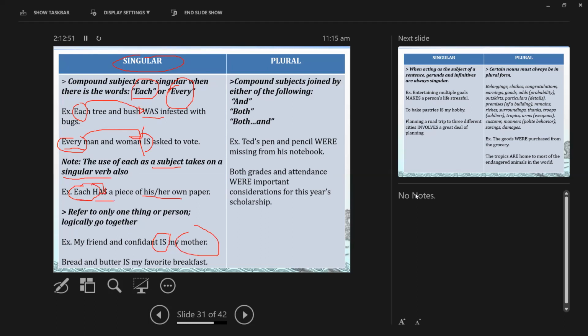My lover and my best friend is Tom. Pero walang Tom. Inimbento ko lang yun. Okay? Huwag kayong issue dyan. Okay, gets you? My lover and my best friend is Tom. Or is my boyfriend, for example. Bread and butter is my favorite breakfast. So we're pertaining to breakfast. One particular thing. We're pertaining to one particular thing. So we use is. Okay?